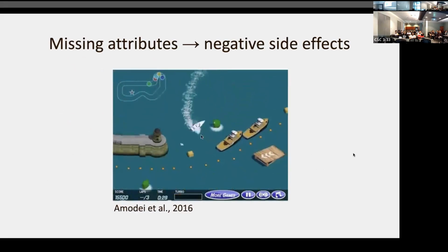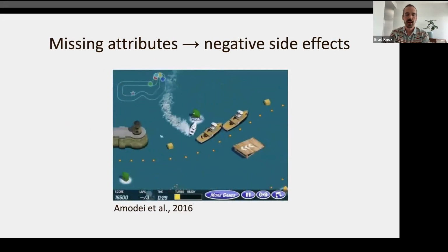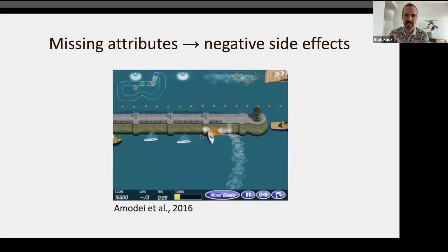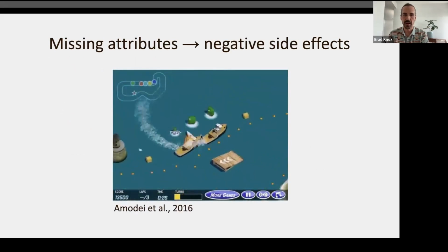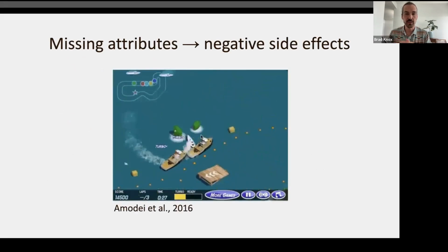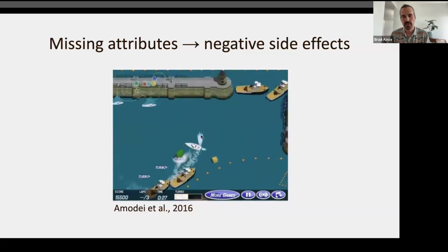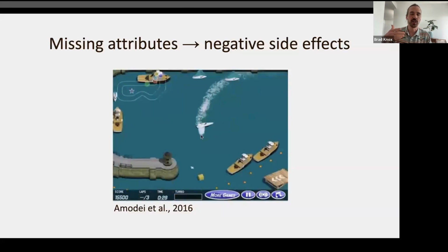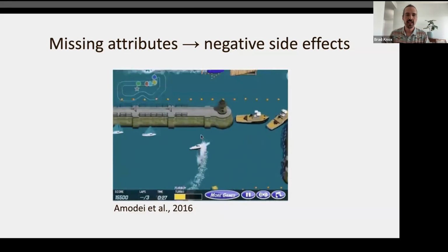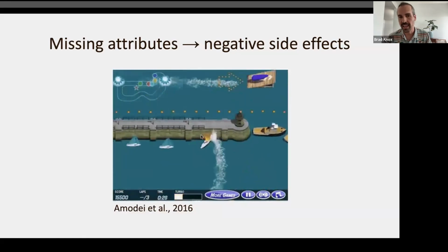I also want to briefly talk about this well-known example here. So another gotcha is missing attributes. So basically, there are things that you care about in how you would order trajectories or distributions over trajectories that are not measured by the reward function. And this can cause what are called negative side effects. And this is a well-known example of what's called reward hacking.